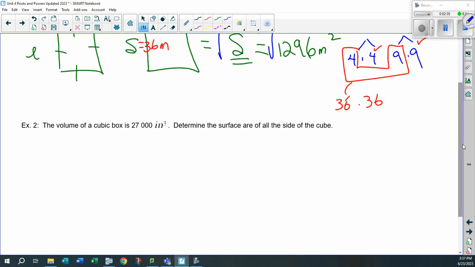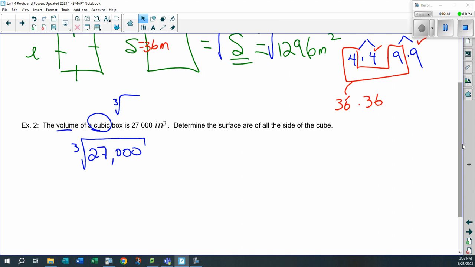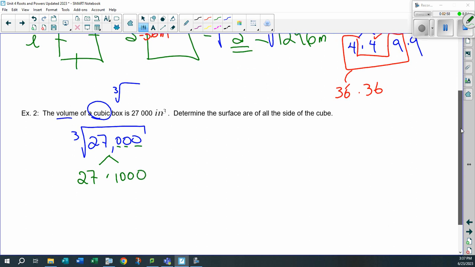Notice that the box volume is cubic, which means you can cube root it. So let's take the cube root of 27,000. Oh my goodness, how are we going to do this? Well, there's zeros again. Think about this. Is this not 27 times 1,000? Oh my goodness. Okay, let's keep on going. Let's see what we can do with this.